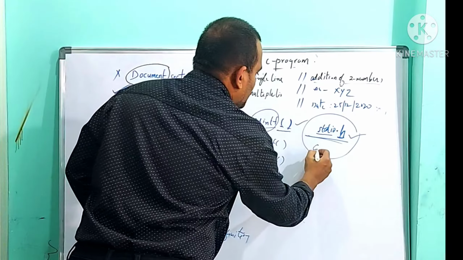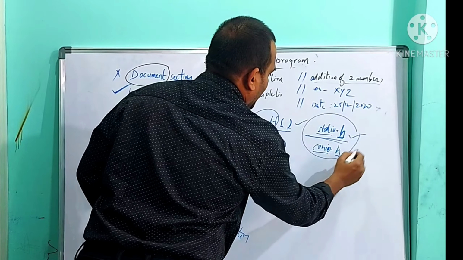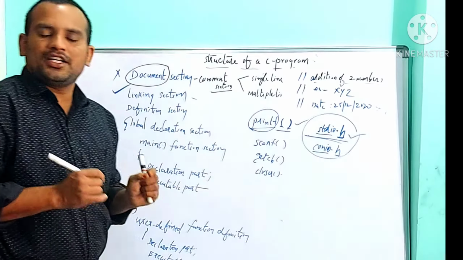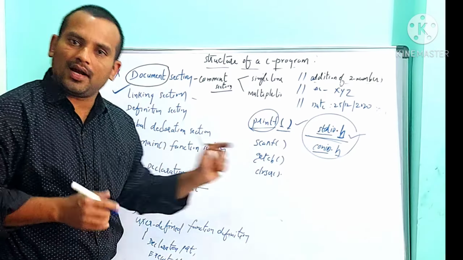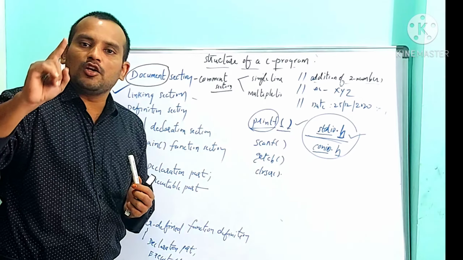stdio.h or conio.h. So it is also one of the header files. stdio stands for standard input output header file, which contains the meaning of standard input function.